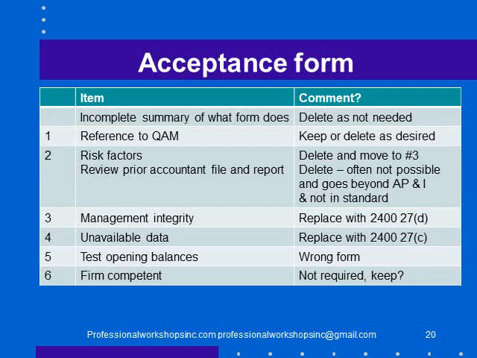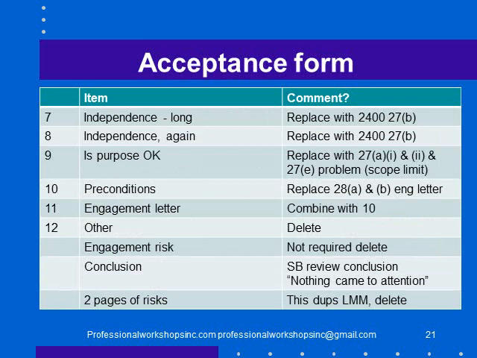Question 6 about is the firm competent? It's not required. Maybe we'll keep that just to stroke our ego and say, yes, we're competent. A long thing about independence. I would replace all of those words with 2427B. Question 8 is about independence again. I would replace it with the same paragraph. Is the purpose okay? I would replace that with 27A, little i, and double i, and 27E. And 27E is a problem.